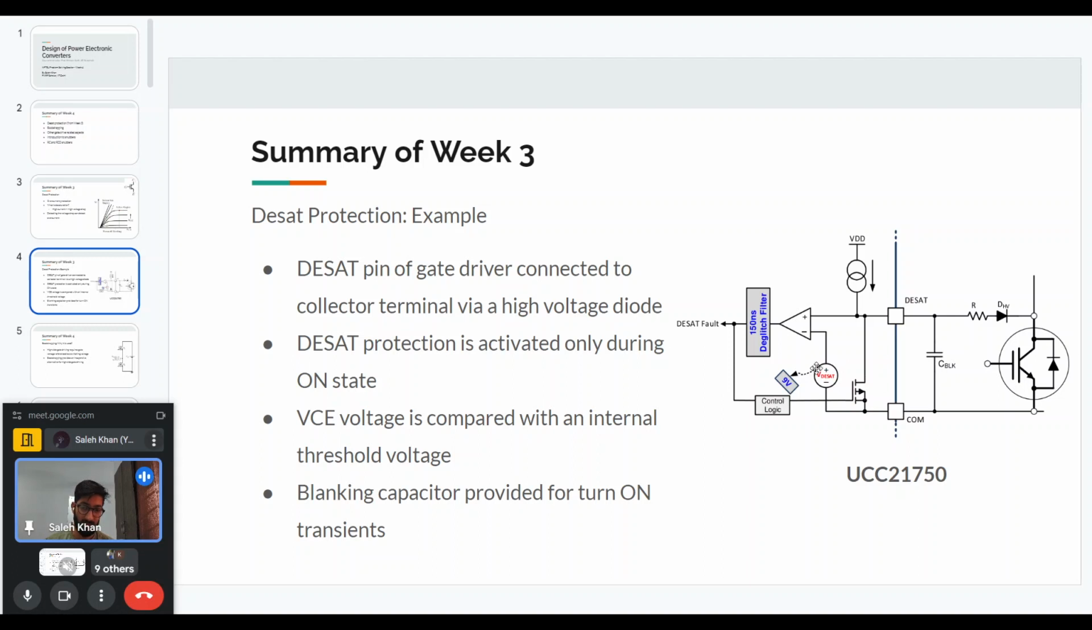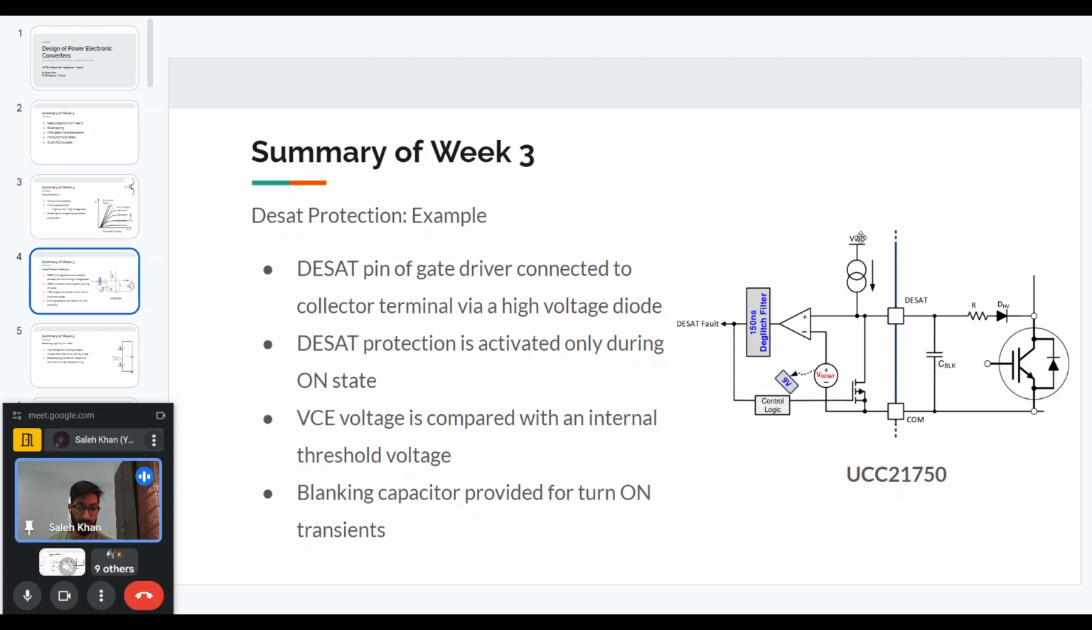For example, here the threshold is equal to 9 volts. So when the voltage at the Desat pin becomes 9 volts, a fault condition will be triggered, and the gate driver will turn off the pulses to the device. So how will the Desat pin reach 9 volts?